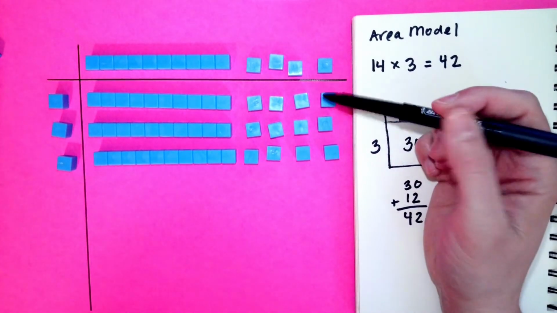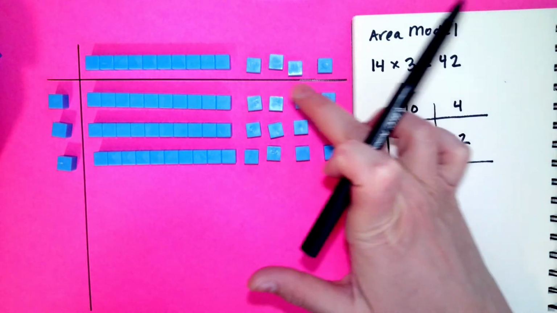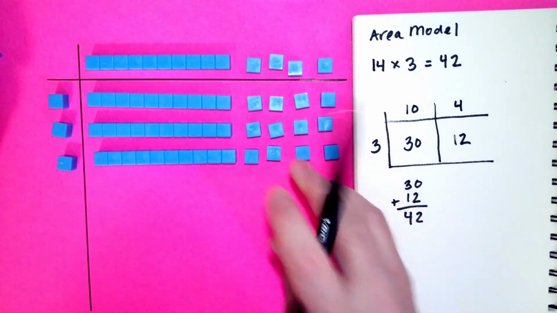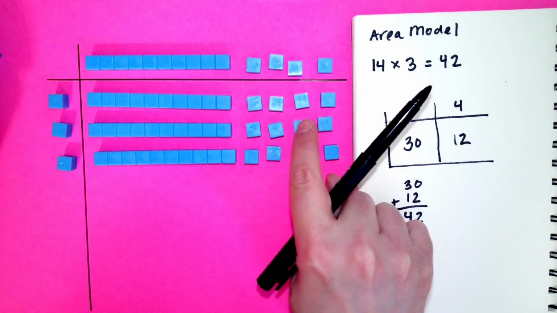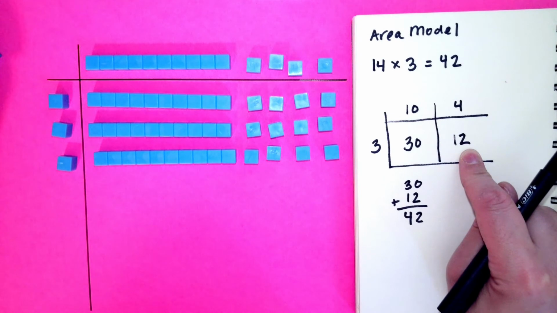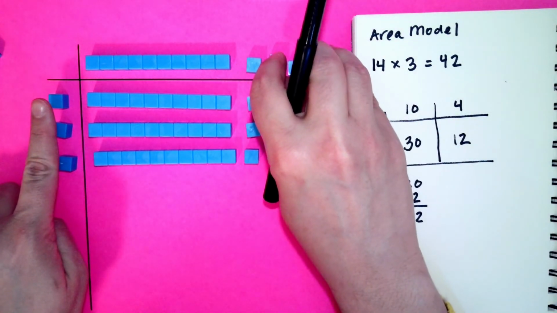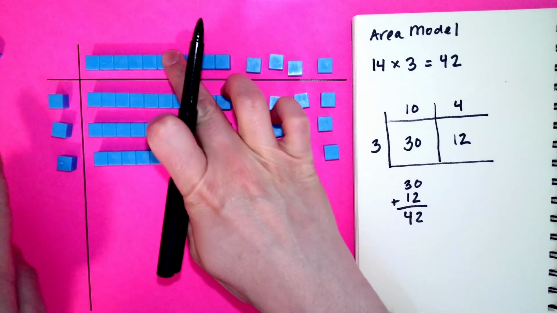So we have 4 ones times 3 ones represented here as 12 ones. 1, 2, 3, 4, 5, 6, 7, 8, 9, 10, 11, 12. Just like we got 12 ones in our partial products in our area model. 4 ones times 3 ones is 12.